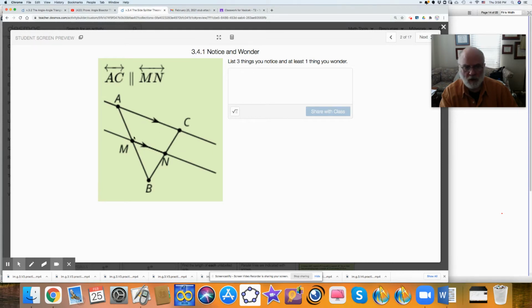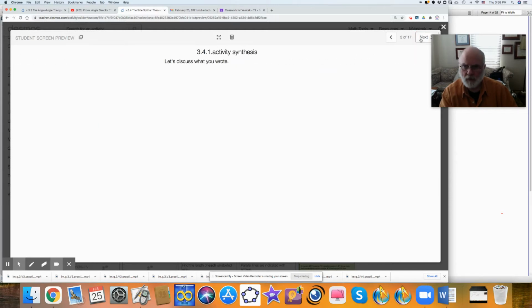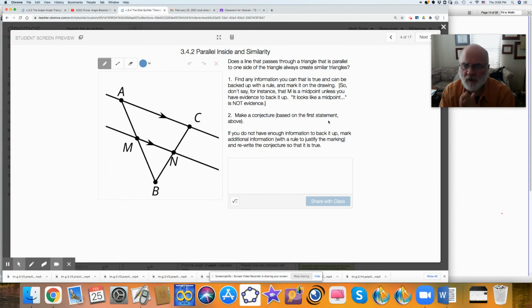Some things people wondered. I wonder if M is a midpoint. I wonder what this has to do with similar triangles. If MN is doing this side splitting, how does this deal with this particular problem? And when we look at this, we say, a line passes through a triangle that's parallel to one side. Does it always create similar triangles? I want you to find information that is true, that can be backed up with a rule, and mark it on the drawing. So, for instance, don't say that M is a midpoint unless you have evidence to back it up. Well, it looks like a midpoint is not evidence. And then I want you to make a conjecture based on this first statement.